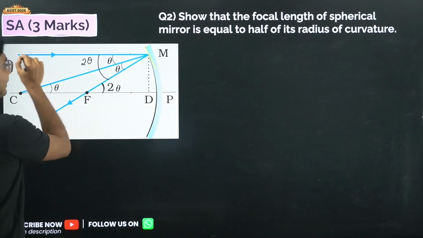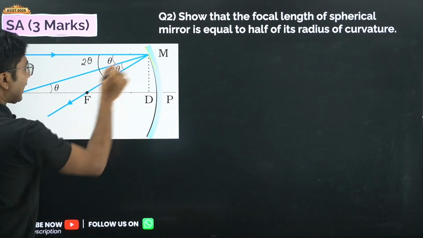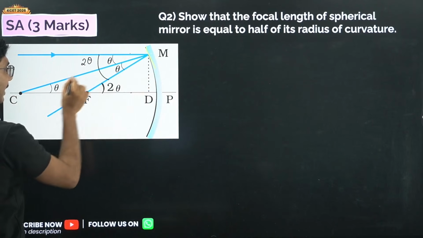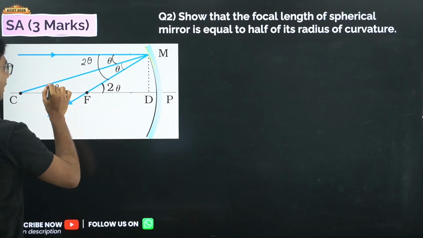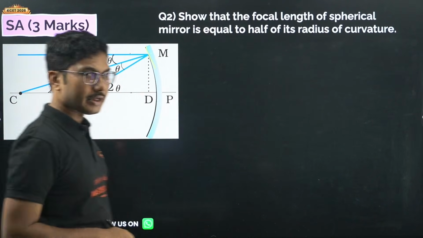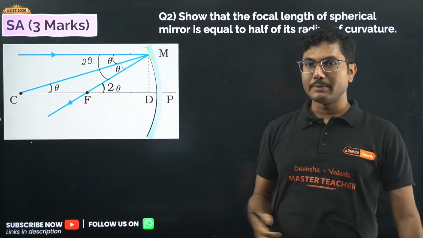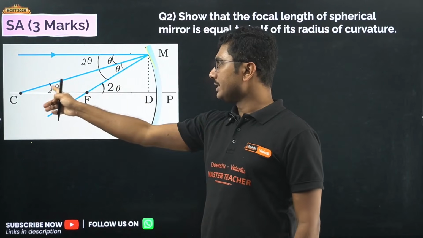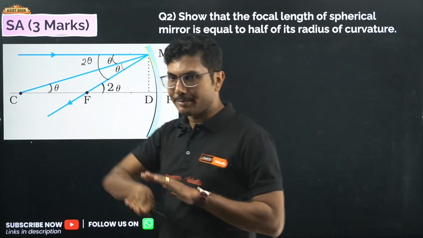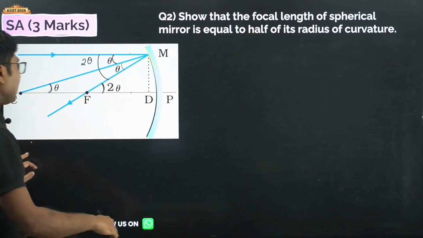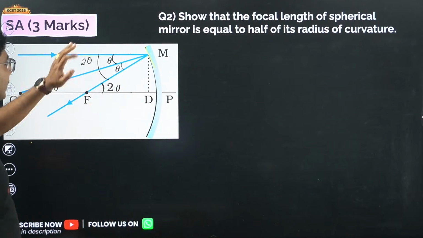Similarly, you can take this as your parallel line. These two lines are parallel. This is the bisector. So these are alternate angles. Alternate angles are again equal. Okay, so that means this will again be your theta. This angle is theta. This angle is 2 theta. That is the minimum requirement to remember in the diagram. And you have to mention these things.